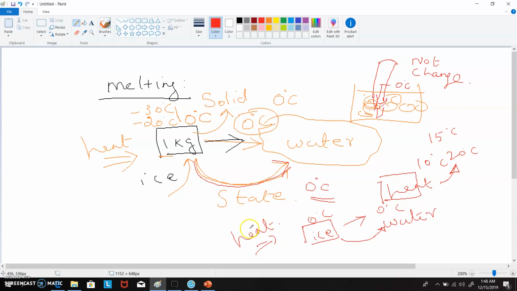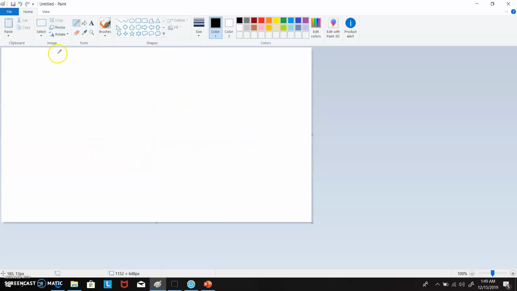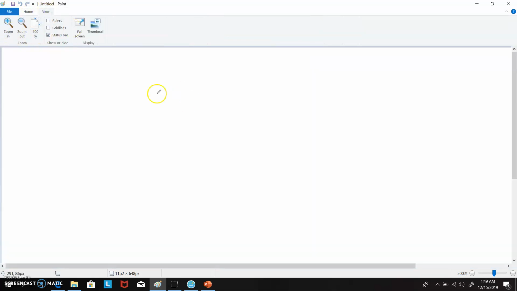So we believe this is a hidden heat because there is no change in temperature. So it is called hidden heat. In physics, the word for hidden heat is latent heat. Latent heat means what? Hidden heat. Why are we calling this a hidden heat? Because the temperature is not changing, isn't it?